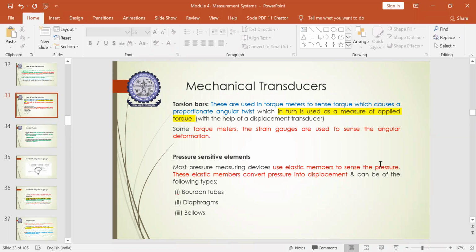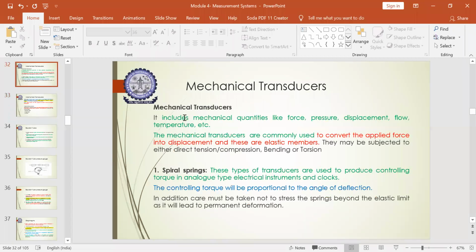So if you need a direct linear displacement, then you won't go with the torsion bars. Whenever the application needs a displacement of the transducer in an angular way, it is preferable to go with the torsion bars, because it can sense the torque in meters and convert that into the angular twist where you need the angular displacement. So this is about the torsion bars.